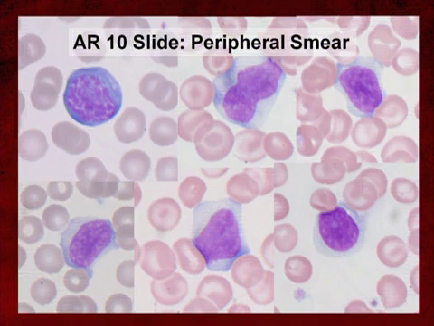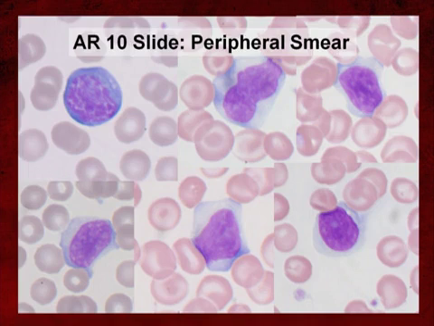Okay. All right. Why are these not blasts? They're big. Or why wouldn't we think they're blasts? Remember what we talked about for a blast. A blast is going to be big. These are big. A blast is going to have a high nuclear to cytoplasmic ratio. These have lots of cytoplasm, right? So that's why it's not a blast.